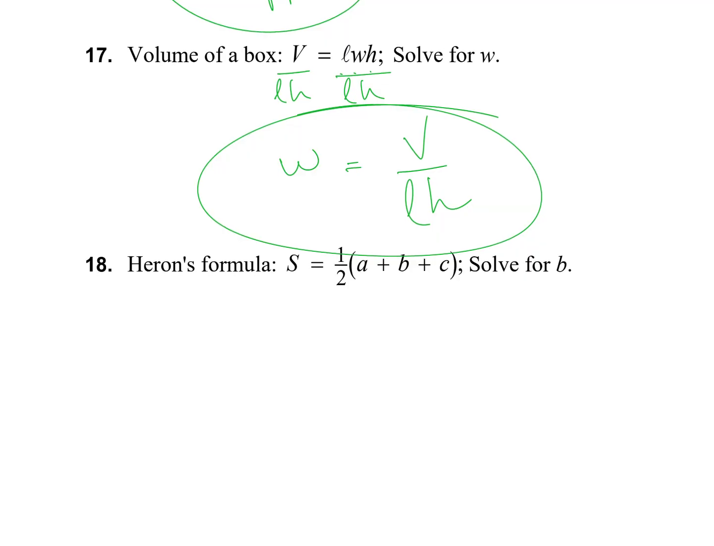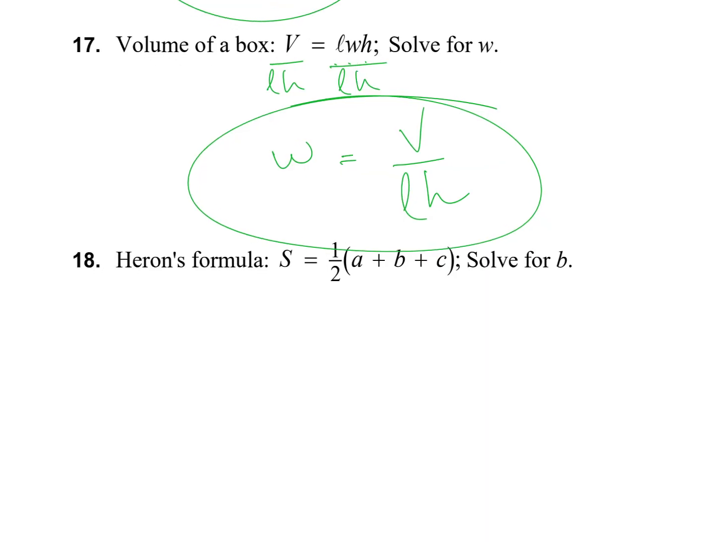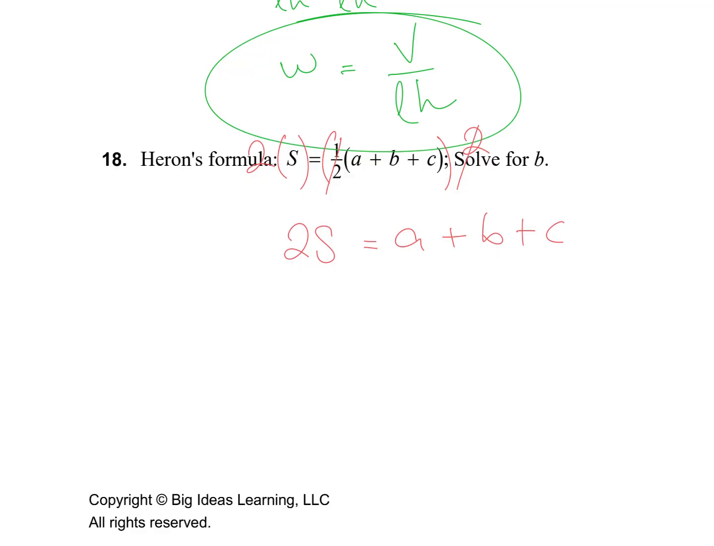And then this is not one that I can think of off the top of my head, but we're supposed to solve for b. Well, now we have to do a little bit of simplifying before. Well, actually, no, we don't have to do any simplifying. I'm going to multiply this whole thing by 2 and that whole thing by 2. So guess what? My half and my 2 cancel. I have 2s equals a plus b plus c. I'm going to do these 2 steps in 1 step. 2s minus a minus c. That is what b equals.